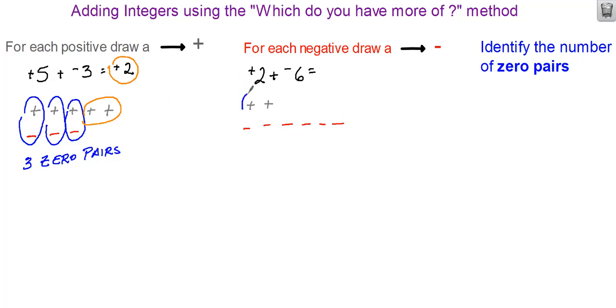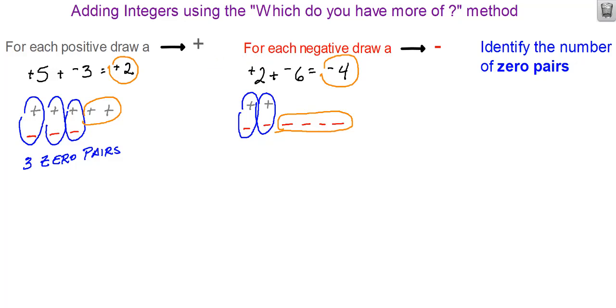Let's figure out how many zero pairs there are. Here there are 2 zero pairs, and these 4 are left over. These 4 aren't connected to any positives. They're not canceled out by anything, which means our answer is negative 4. I bet you're starting to get the hang of this already, aren't you? Okay, let's do one more.